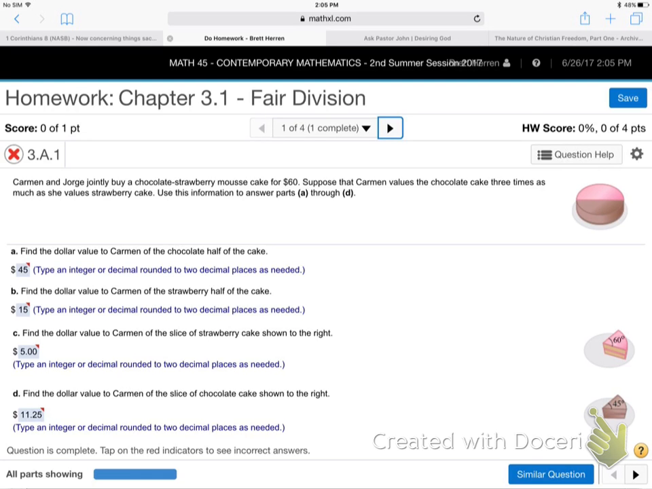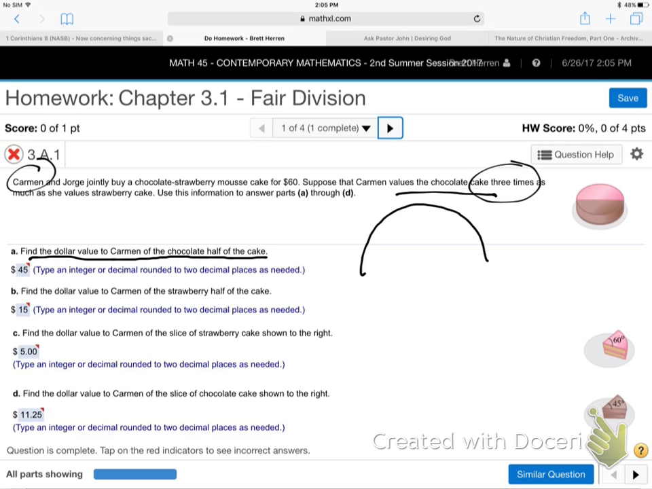So, Carmen and Jorge are going to divide up the chocolate strawberry mousse cake, $60. What's really important is their value system. You have to put on their glasses constantly and look at the world like they look at the world. So in this section, how does Carmen look at the world? Carmen values chocolate 3 times as much as strawberry. So remember that as you go through. That's how she feels. So find the dollar value to Carmen of the chocolate half of the cake. Let's do that first.